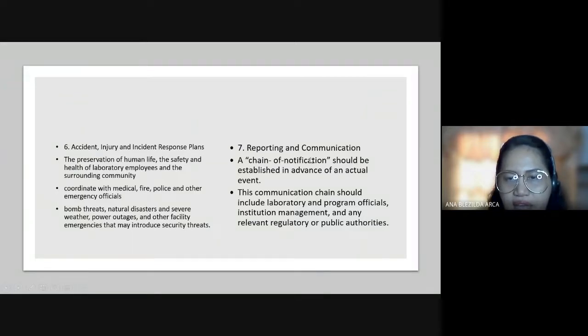Para saan class ang reporting and communication? So, this is used to make sure that all of the data, all of the information needed are being delivered to the proper people. So, kung ano man yung communication na kailangan, kunyari nagkaroon ng emergency, 'di ba, sa laboratory, sinong dapat tawagan? Dapat yung mga medical officers. Puwede rin ang fire department or the police.